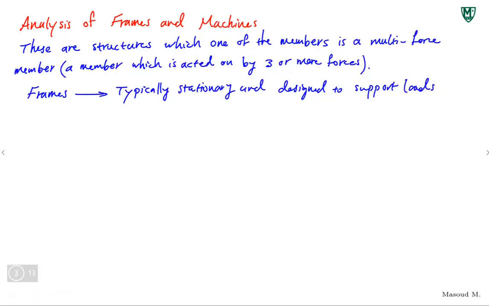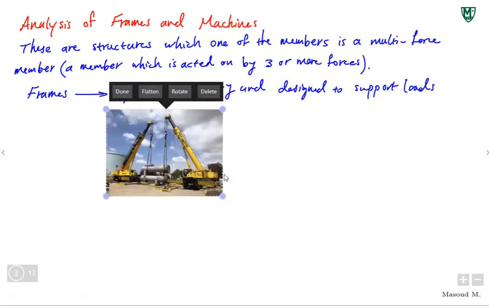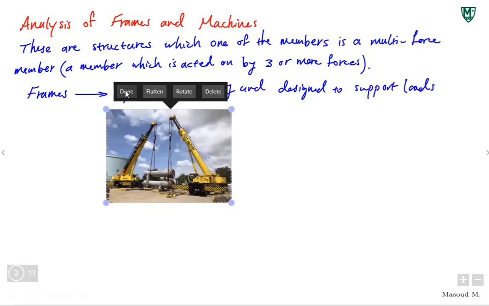Now, simple examples. I have a couple of pictures I pretty much took from different textbooks. Let me see if I can find them. So what we are talking about when we talk about frames: it's a crane or 2 cranes. You can think about these as frames. Now, why are they frames? A simplified version of them could be a truss.